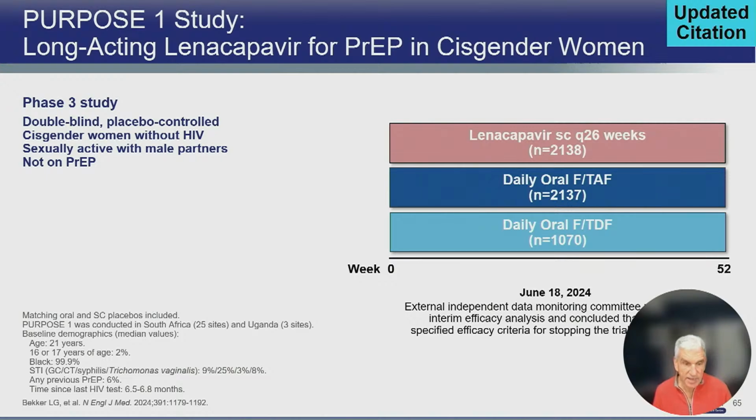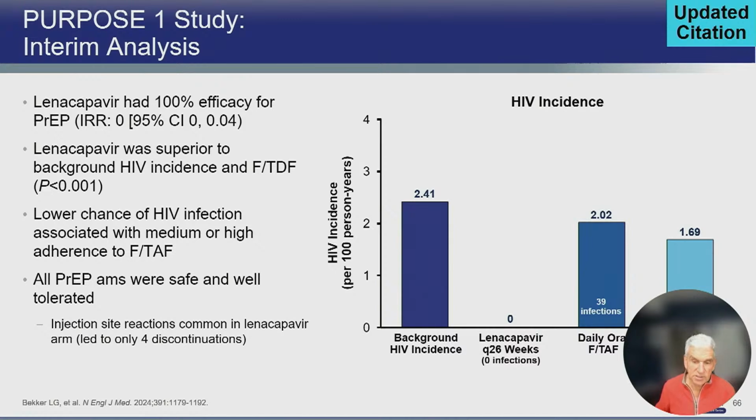This was presented this past year, and what you can see here is that HIV incidence in this group on lenacapavir was 0, with a high degree of background HIV incidence, and you see low rates of both TDF and TAF in that group. So lenacapavir had 100% efficacy, and it was superior to the background incidence as well as to the breakthrough on FDC and TDF. So this lower chance of HIV is important. Injection site reactions were small and not that common.